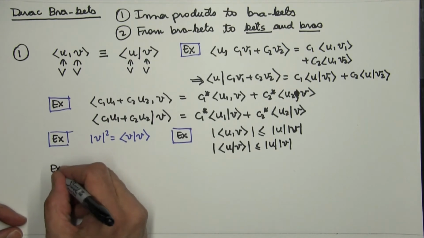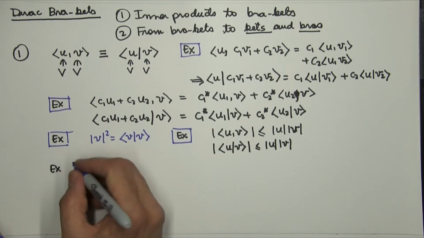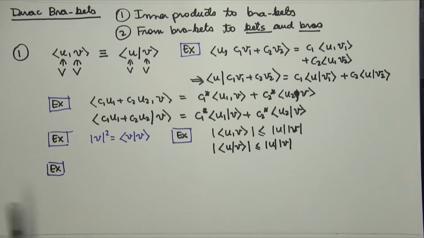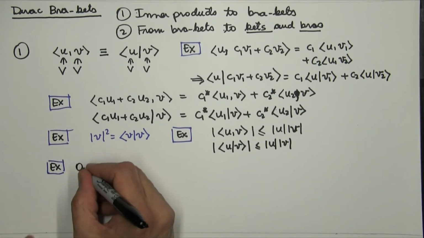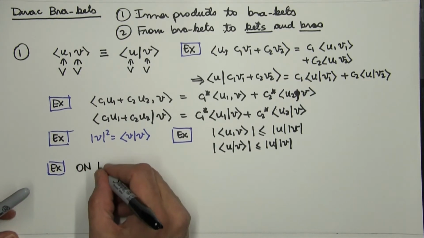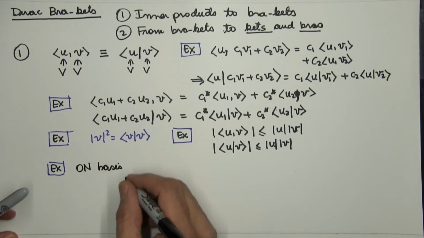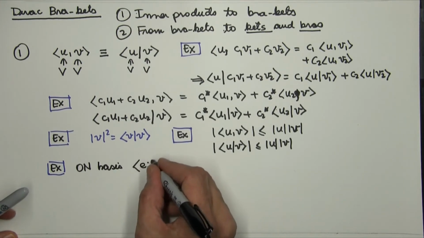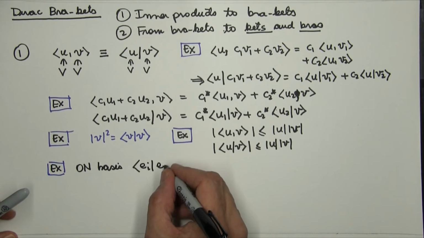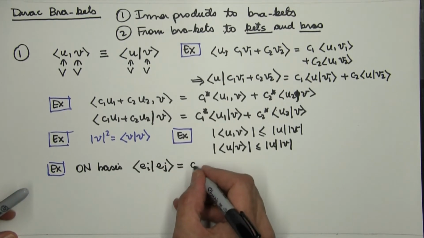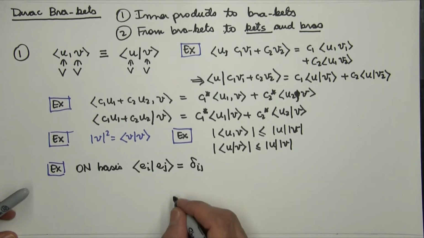Another example that will be useful later: if you have an orthonormal basis (ON basis), we would say, okay, e_i with e_j in bracket notation, that was supposed to be the inner product. You remember, this is delta_ij.